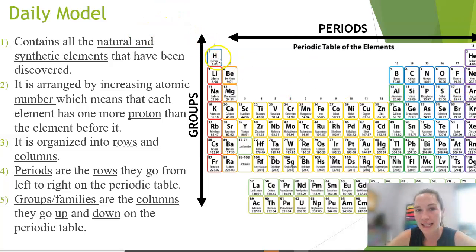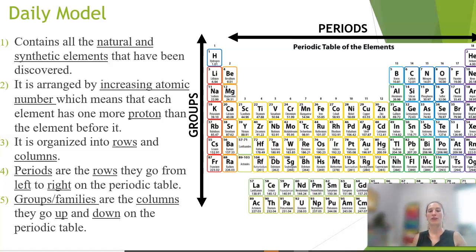So all of these elements here in the first group have only 1 valence electron. All of the elements over here all the way to the right have all 8 valence electrons. So in group 18 over here on the side, starting with helium, that group is stable. All of those elements are stable because they have all 8 valence electrons.